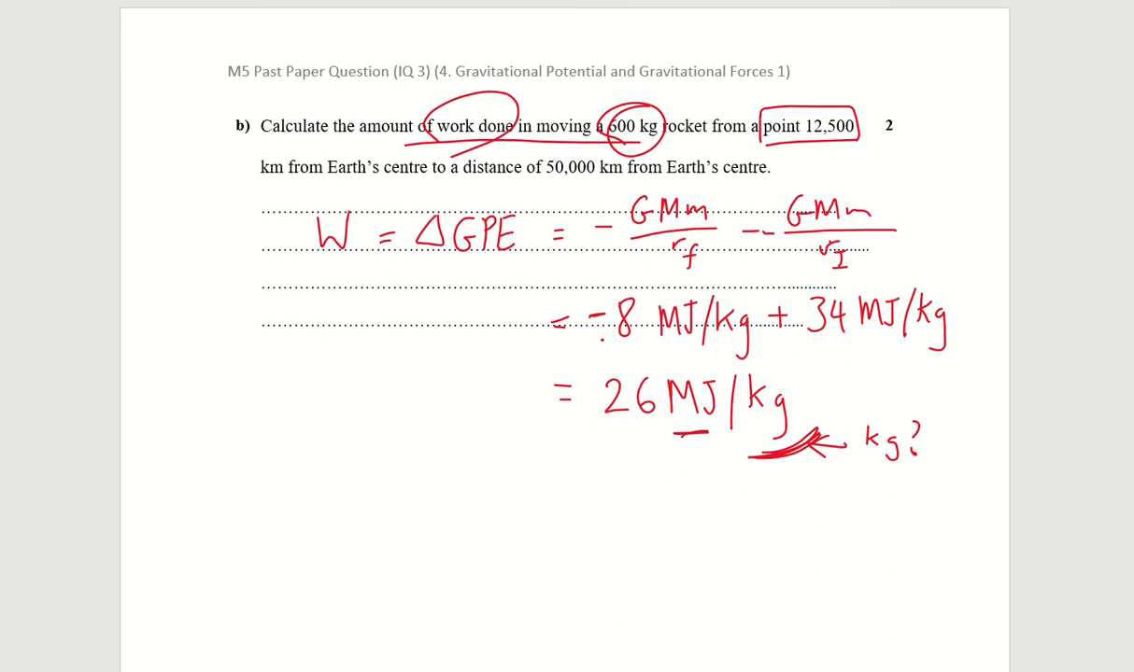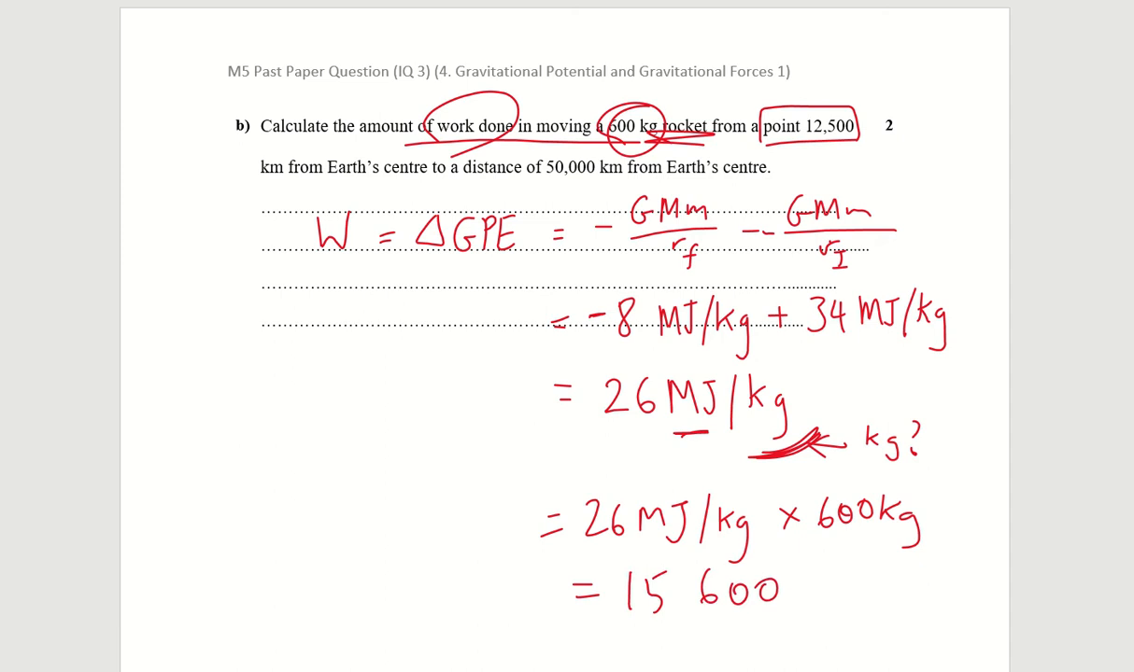I already know what the mass of the Earth is. That's already taken into account in the graph. If I want to take into account the mass of the rocket, I can do 26 megajoules per kilogram times 600 kilograms. And that is the total work done to move that rocket from that radius of 12,500 kilometers to 50,000 kilometers.